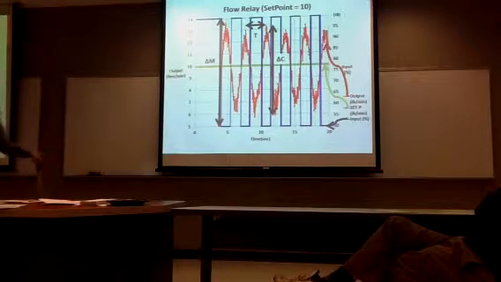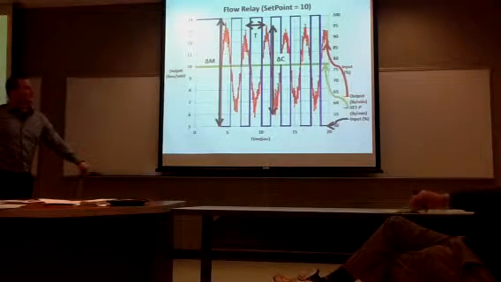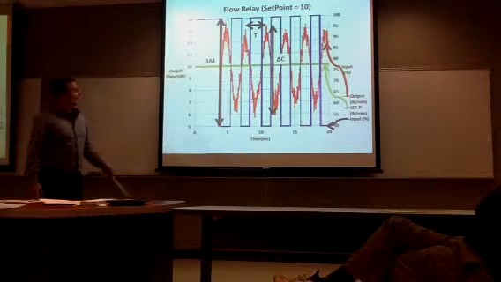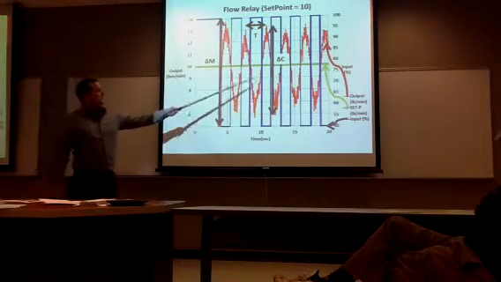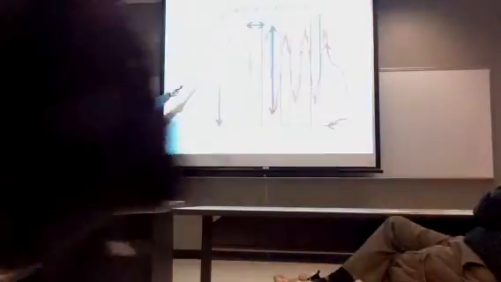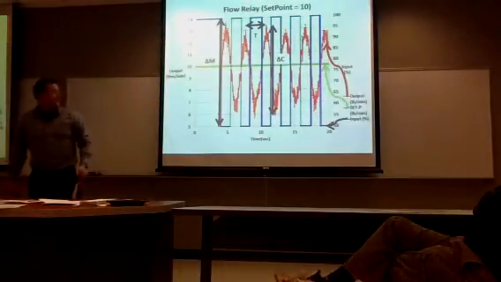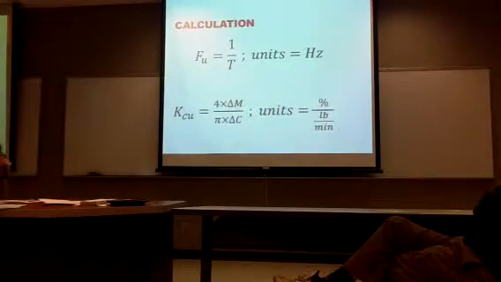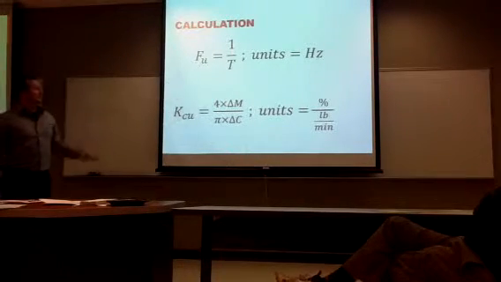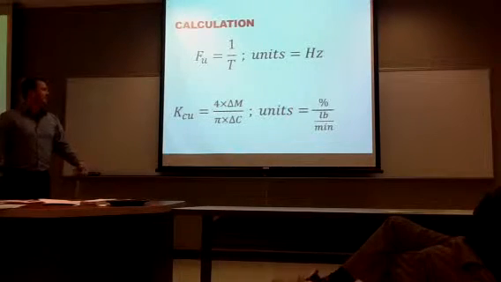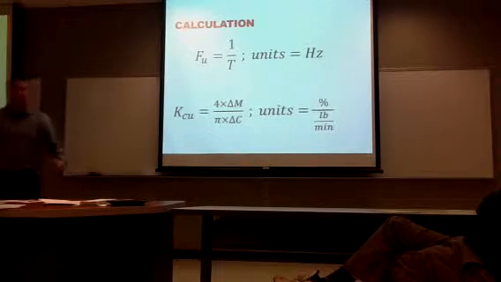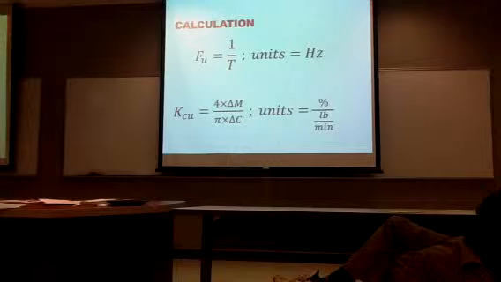This is just showing how the flow relay analysis is done. You've got your delta M that you measure as you're changing the input. The delta C is the change in the output. T is the period. So these were all measured. To calculate the FU, it's just 1 over the period, and the units are hertz. The KCU is 4 times delta M over pi times delta C, and those units are percent per pounds per minute.